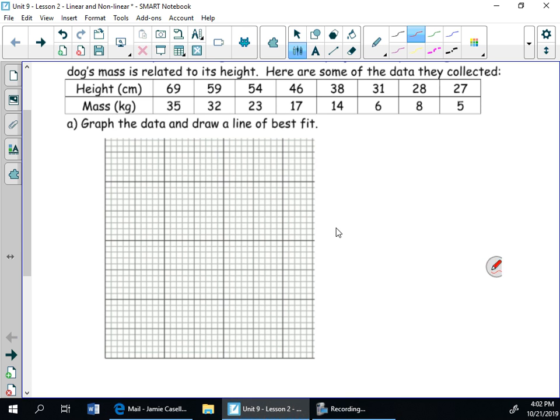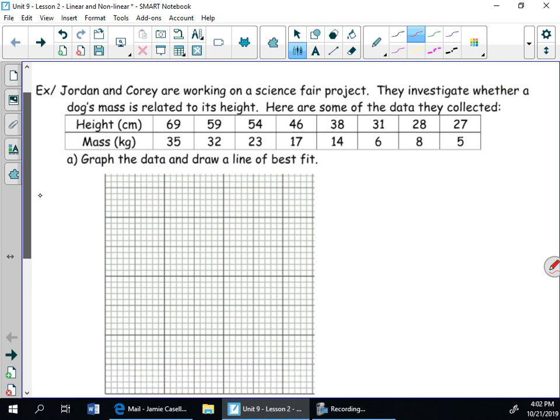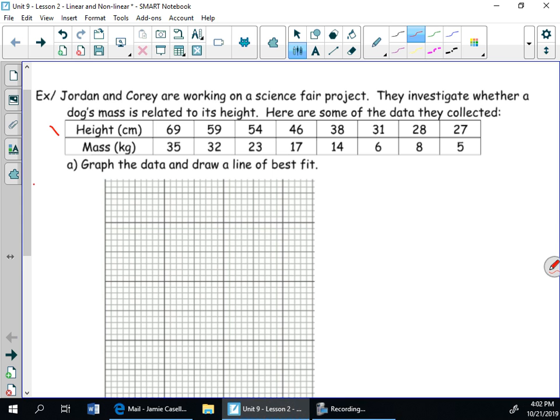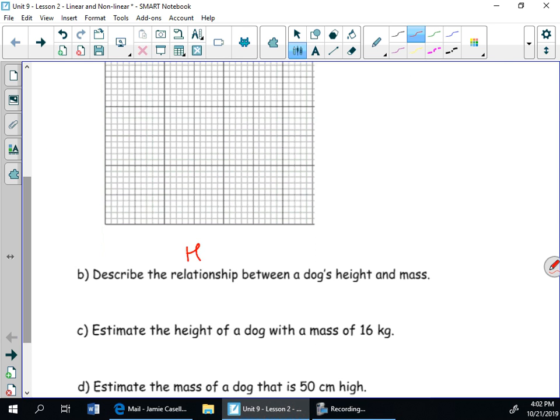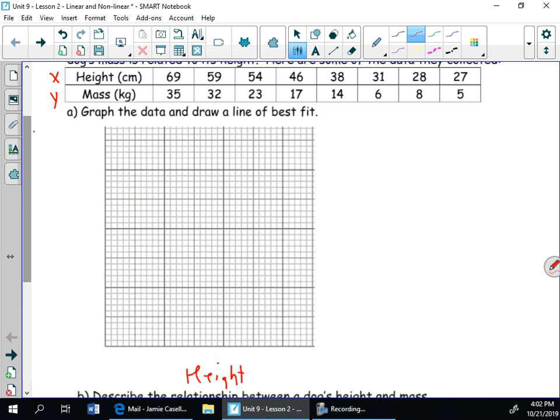This time they haven't given us any information about our scales or even our variables, but we always know the bottom one comes first, so our height should go across the bottom. And up the side is going to be our mass. Here we have to pick a scale. So let's take a look at our numbers. The big number looks like 69. The smallest one's 27. So if I'm going across the bottom, and we always start at 0, it makes sense to go by something that's going to get me to around 70.